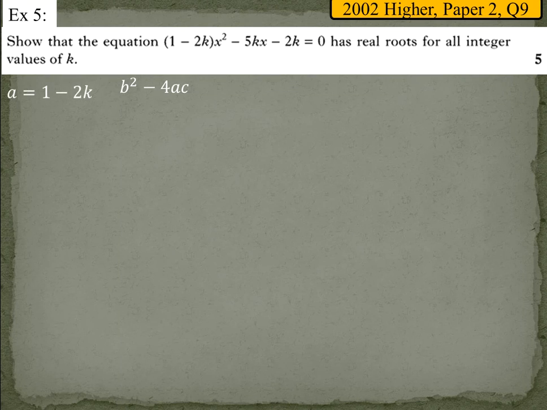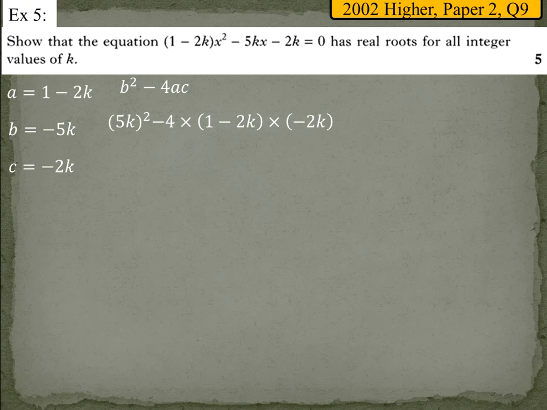So don't create an equation when it's been asked to show, because you don't know at that point that it's definitely the case. So a equals 1 minus 2k, because we're taking that as our coefficient of the x squared term. B equals minus 5k, and c equals minus 2k. So each one of a, b, c involves the letter k. Complicated kids might approach this and be panicking slightly at the fact that it's involved in all. All it involves just means the algebra, when you sub it into the discriminant, is a wee bit more complicated. Multiplying out, taking care of any negatives, multiply every term correctly by the values given.